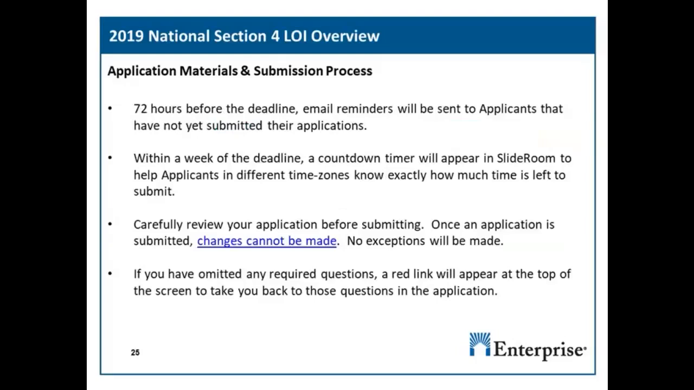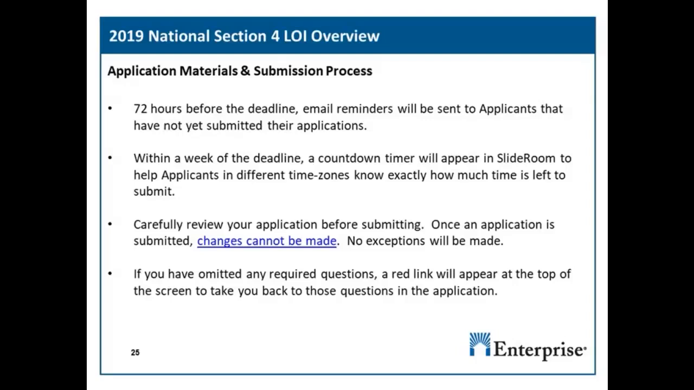So some more application information. 72 hours before the deadline, and the deadline being Monday, July 15th, if your organization hasn't already submitted their application, the SlideRoom account owner will receive an email reminder stating this. Within a week of the deadline, so that would be Monday, July 8th, a countdown timer is going to appear in SlideRoom to help the applicants in different time zones know exactly how much time is left to submit. So be aware that it is time zone specific, so it is a correct timer.